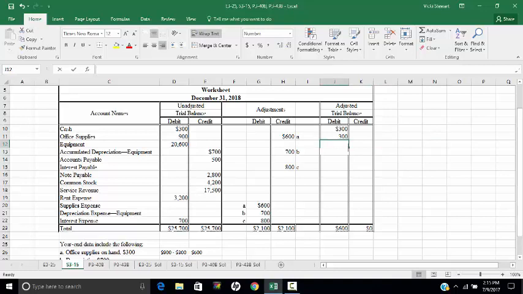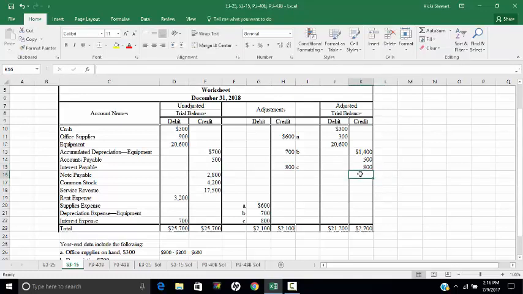Our equipment account did not have an adjustment, so we're going to bring our balance over as is. Our accumulated depreciation account had a $700 credit balance. We have a $700 credit adjustment, so that means we will add those two amounts together and have a $1,400 credit balance. Our accounts payable did not have an adjusting entry and it had a credit balance, so we bring that over. Our interest payable had no balance, but we made an adjusting entry for $800, so that means we're going to have an $800 credit balance now.